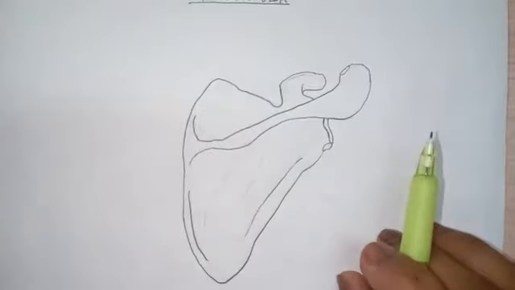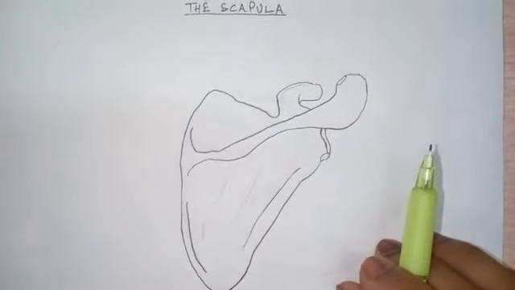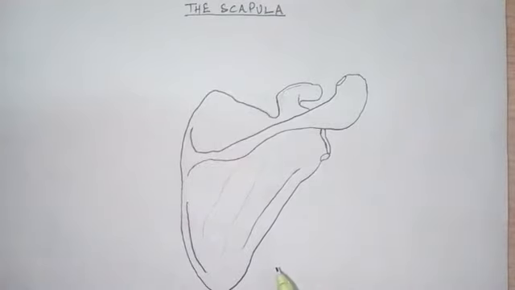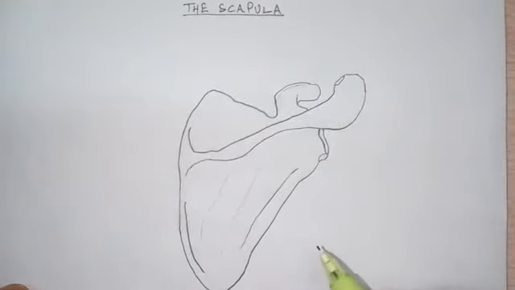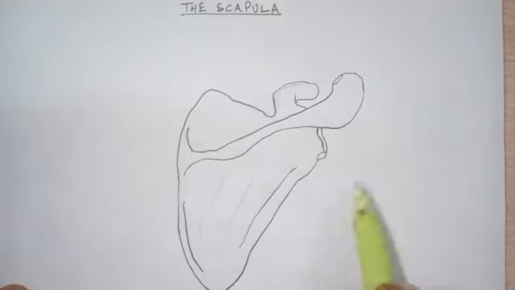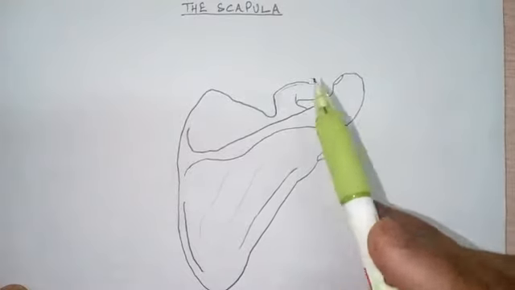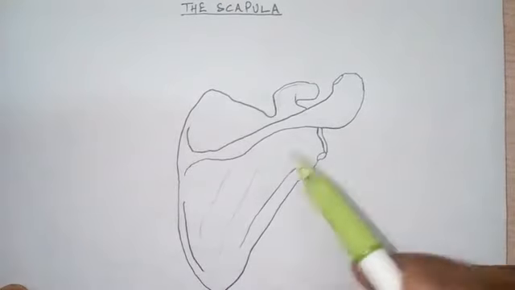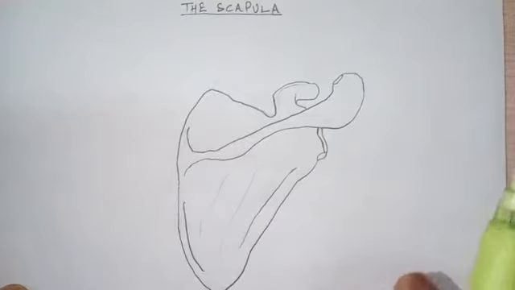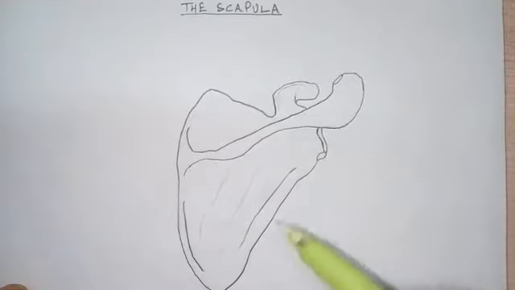Assalamu alaikum. In this tutorial, we shall discuss the anatomy of the scapula as a continuation of the anatomy of the bones of the upper limb. We have discussed a little bit about the anatomy of the clavicle in the previous tutorial. So now we are moving forward to discuss the basic features and some of the important attachments of the muscles on the posterior, that is the dorsal surface, and anterior, that is the costal surface of the scapula.